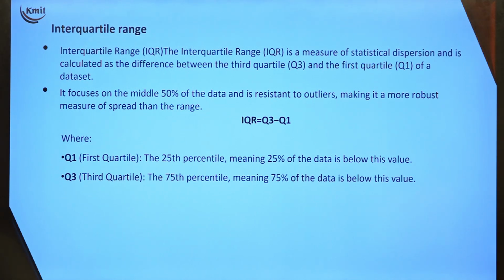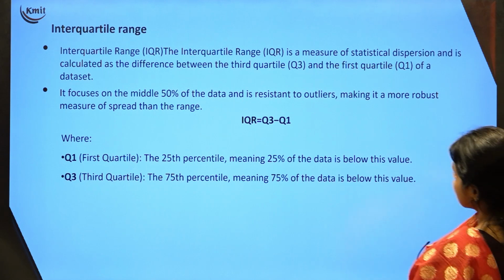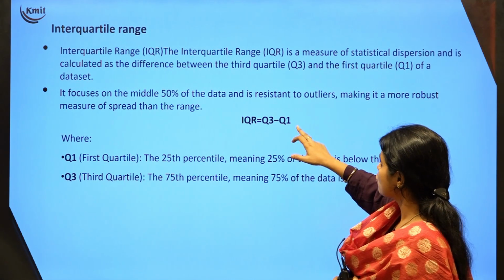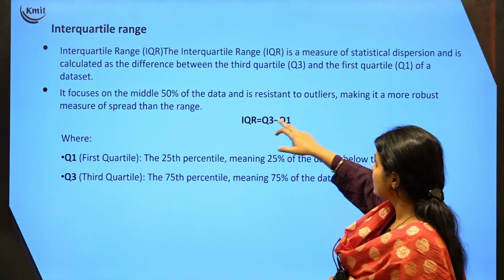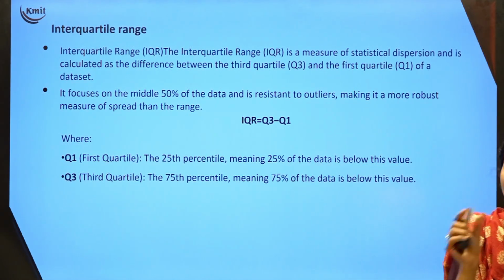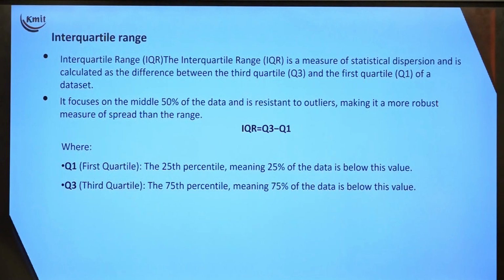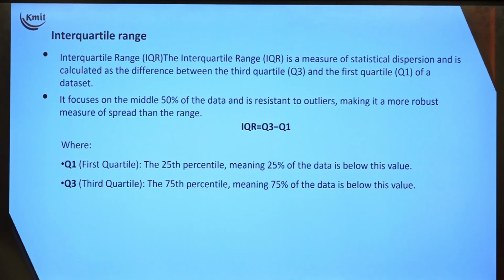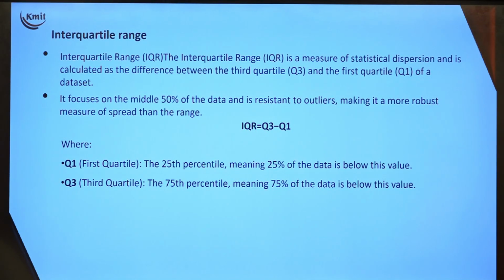Interquartile range is a measure of statistical dispersion and is calculated as the difference between the third quartile and the first quartile of a data set. As you can see, I represent IQR as Q3 minus Q1, where Q3 stands for the third quartile and Q1 stands for the first quartile. It focuses on the middle part, that is the 50% of the data, and is resistant to outliers.